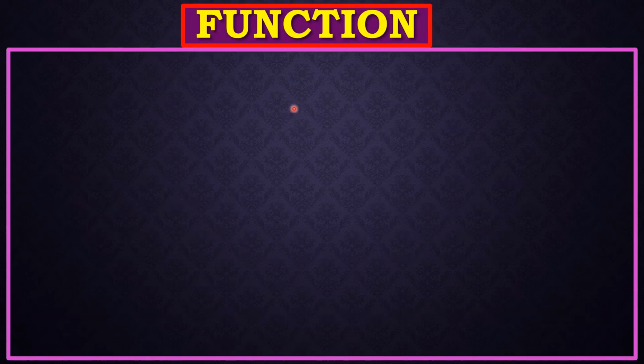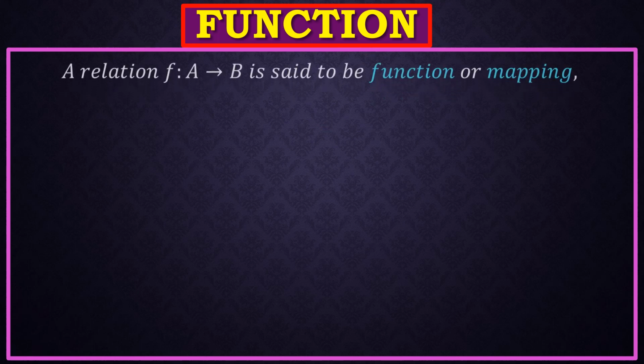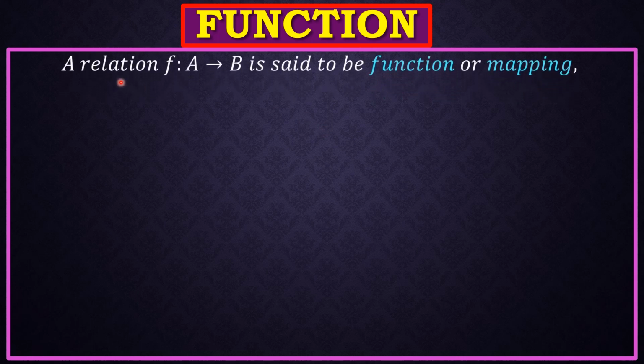Now the first definition is function. Here a function is nothing but one type of relation. Here we take that relation f is related from the set A to B. Here this relation is said to be a function or mapping. The another name of function is mapping.